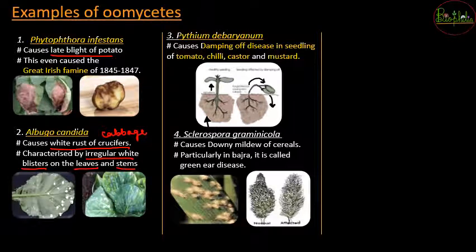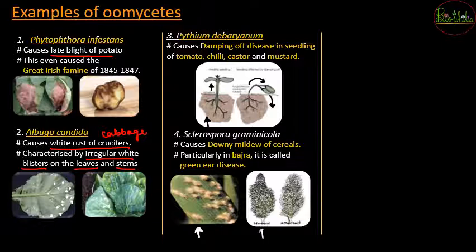The fourth fungus of the Oomycetes is the one that causes downy mildew of cereals. Downy mildew is a disease that occurs in bajra, so you call it green ear disease. Again you can see in these photographs very clearly that this disease is going to entirely destroy the crop.